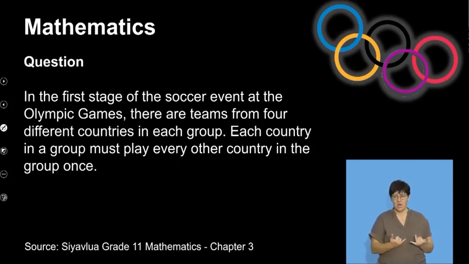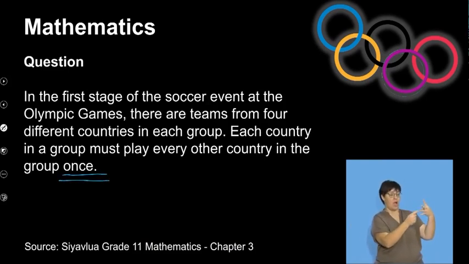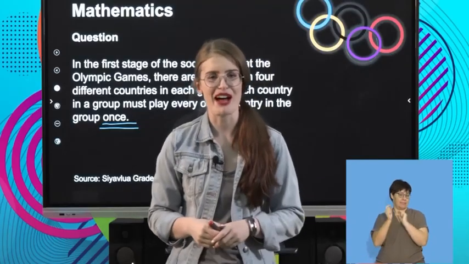So we are now moving on to an example with the Olympics. So in the first stage of the soccer at the Olympic Games, there are teams from 4 different countries in each group. Each country in the group must play every other team in the group once. So I'm hoping that everyone's getting a bit excited because we're now putting sport into maths. I'm sure some of you thought that could never happen.